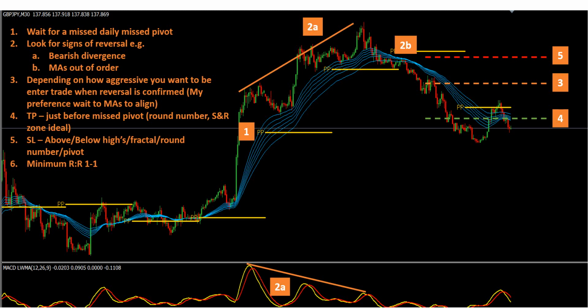So once you've placed your entry, or before you place your entry, you need to look to see where you're going to put your stop loss and your take profit target, because as with everything, you've got to have a minimum of 1-to-1 reward to risk.